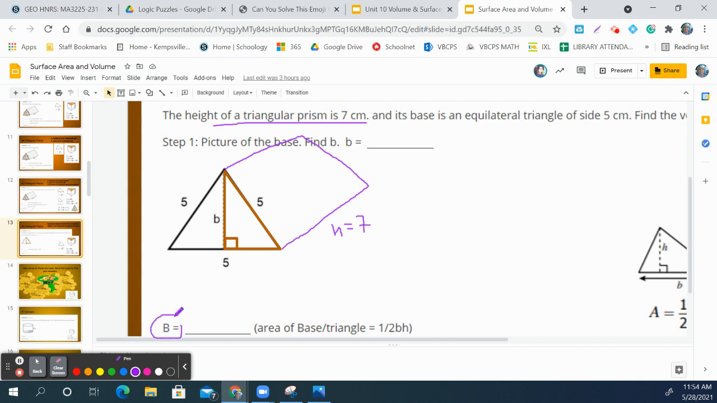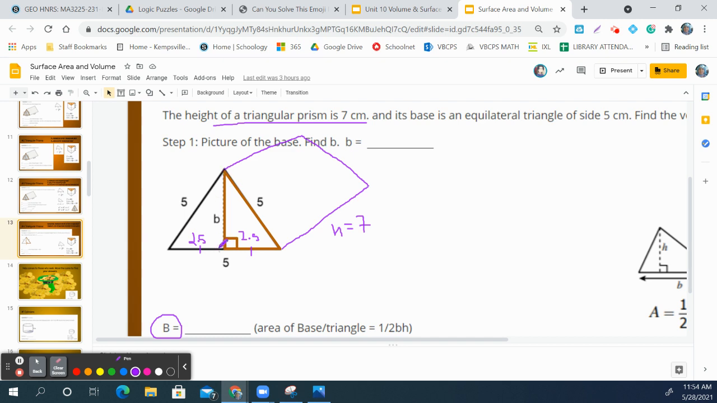I still need to find the base first because ultimately I'm trying to find the volume. So the problem is I don't have a height here. I've got this equilateral triangle that's 5 by 5 by 5. So I know this height bisects this. Each of these are cut in half. So this left side is 2.5 and this right side is 2.5. And this half is a right triangle.